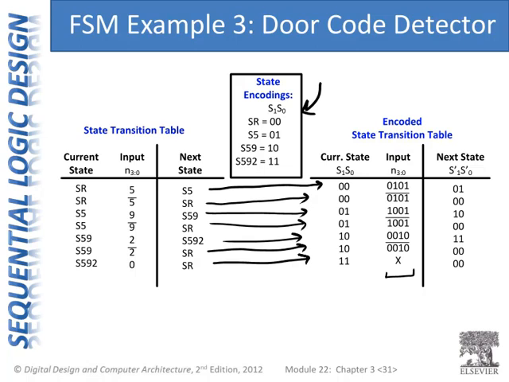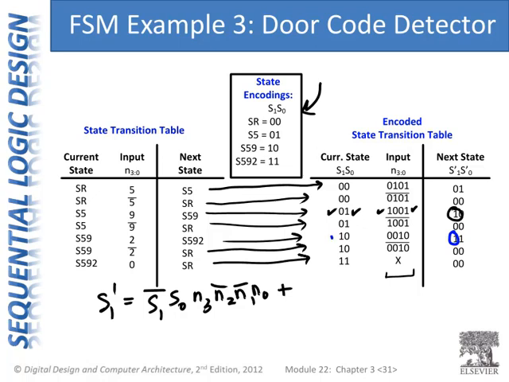And now we can write our equations. So S1 prime is going to be 1, S1 bar, and S0. And, well, we want to detect that 9 here. So N3 and N2 bar and N1 bar and N0. Or this next one, S1 prime, S1 and S0 bar, and N3 bar, N2 bar, N1, and N0 bar.